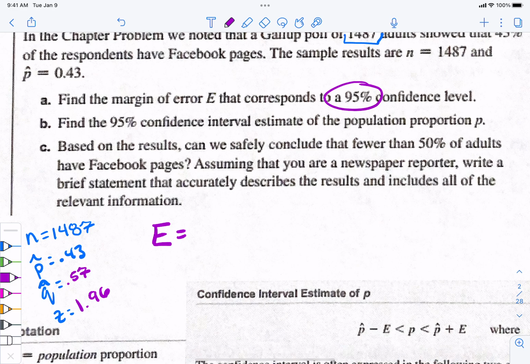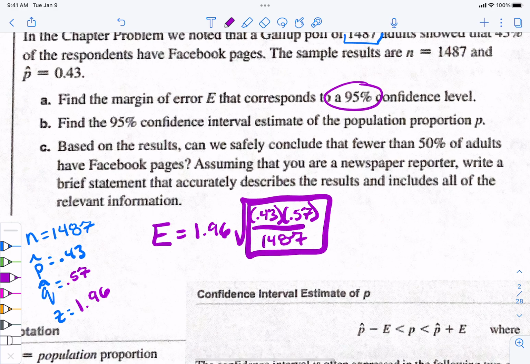The margin of error is z, which is 1.96. We're going to take that times the square root of 0.43 times 0.57, all divided by 1487. Now, this calculation all needs to go underneath of the square root, that whole thing. So be careful. Then multiply it by 1.96. Tell me what you get for an error.